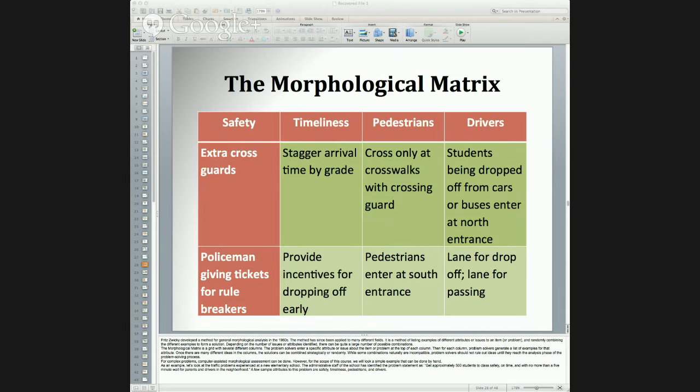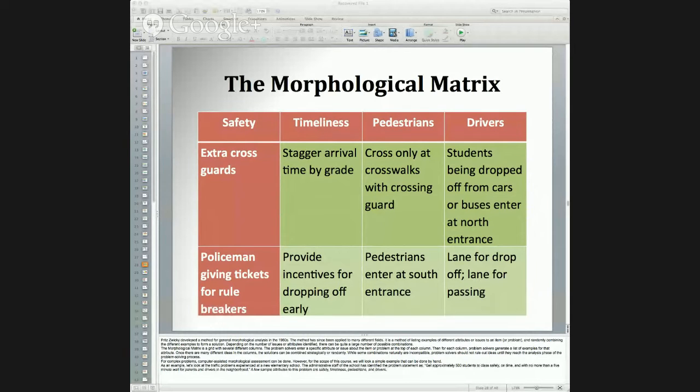A few sample attributes to this problem are safety, timeliness, pedestrians, and drivers. Safety, as you see in the chart in front of you on the left side: extra cross guards, policemen giving tickets for rule breakers.